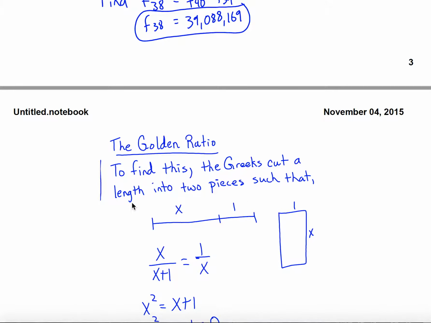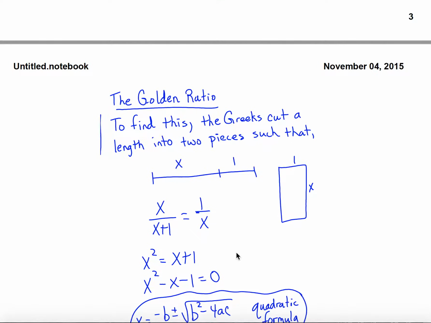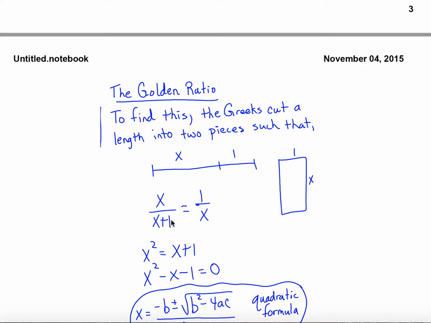So they wanted to cut the length of two pieces such that x and x plus 1 gives you this golden rectangle. So you can have x over x plus 1 equals 1 over x. You want this ratio, the whole thing, to be similar to the original thing. And so you get x over x plus 1 equals 1 over x. Think of it as being related to this rectangle here. This length here is related to that.